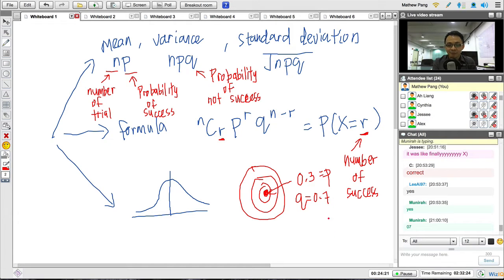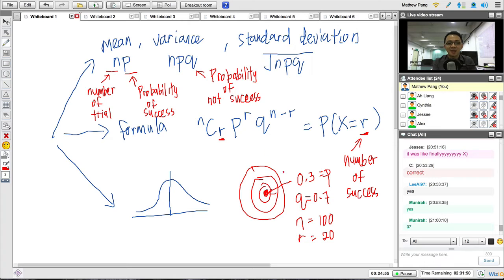Then what is n and r? Let's say I try to shoot 100 times. And then I ask you to find the probability that I will shoot the bull's-eye 20 times. Then you use this formula. So you can see here, the r over here is the number of success, meaning the number of times I want to shoot on the red dot here. So this is how the r works.